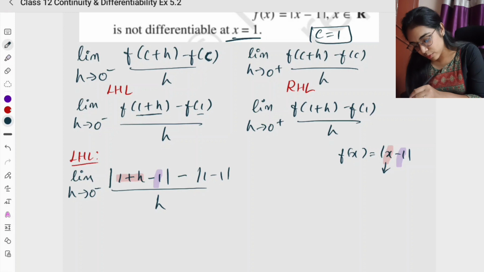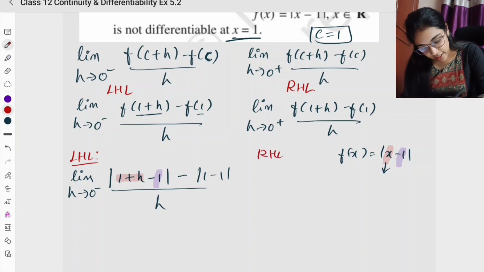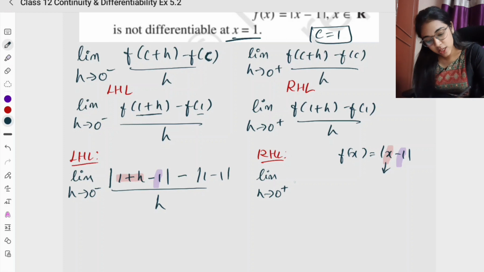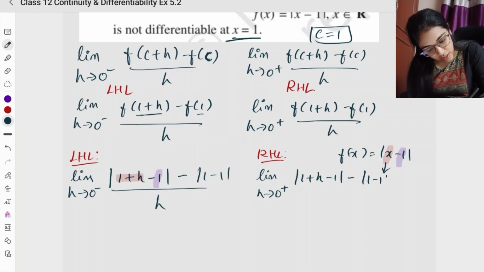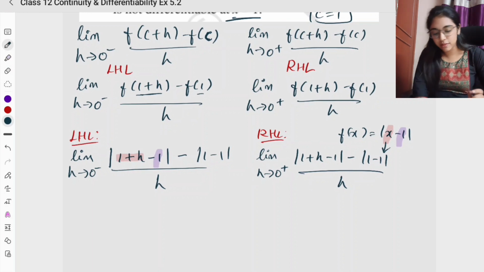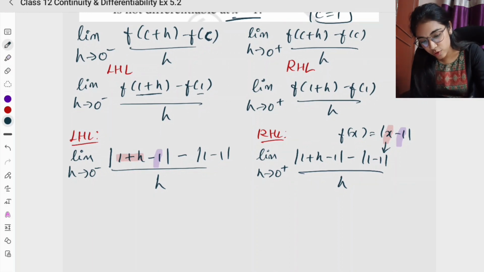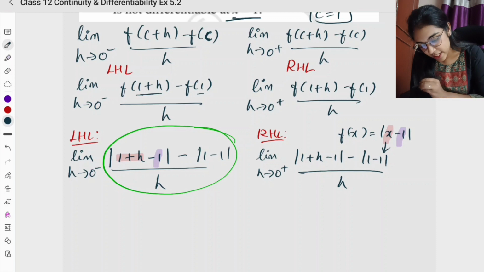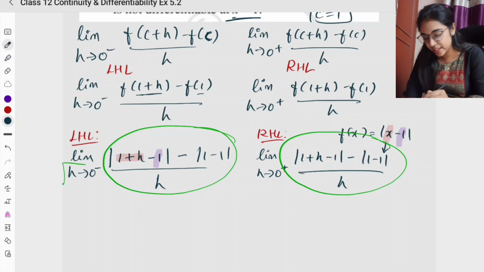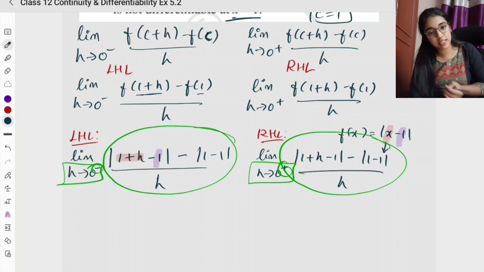I'll do the right hand limit simultaneously so that you understand. Right hand limit is going to be limit h tends to 0 plus of f of 1 plus h, which is again going to be mod of 1 plus h minus 1 minus mod of 1 minus 1, the whole divided by h. Now what is the difference between the left hand limit and the right hand limit? You see that here the function is almost the same. Here we have 1 plus h minus 1, and here you also have 1 plus h minus 1. So the entire term is the same. Here we have a left hand limit and here you have a right hand limit. Here there is a minus, here there is a plus. So that is the only difference.